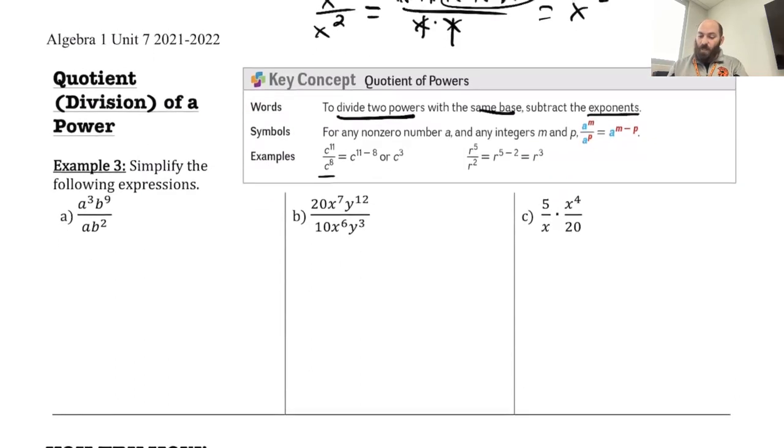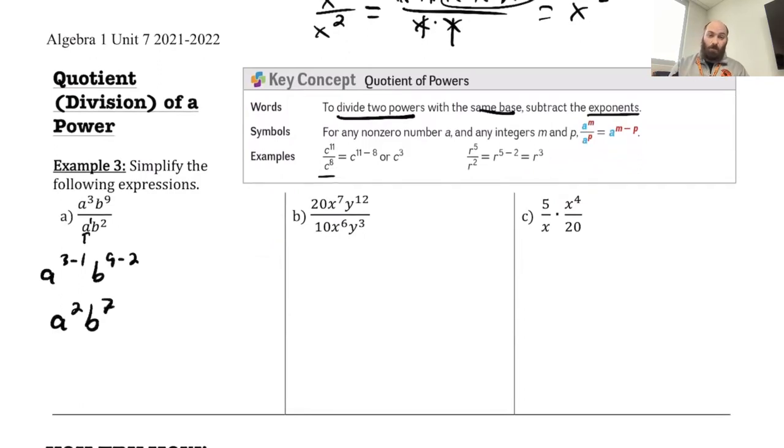Okay, so for example 3, again, it has to be the same base, so I'm just going to compare the two a's. So we got a to the third over a to the first. So that's going to be a to the 3 minus 1. b has 9 over 2, so I'm going to do 9 minus 2. So that's going to give me a squared, b to the 7th power.